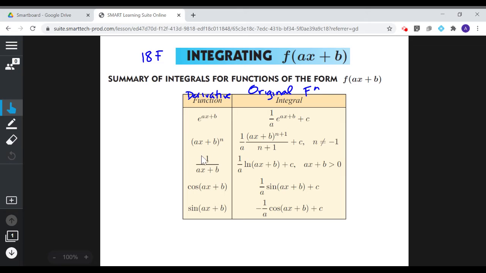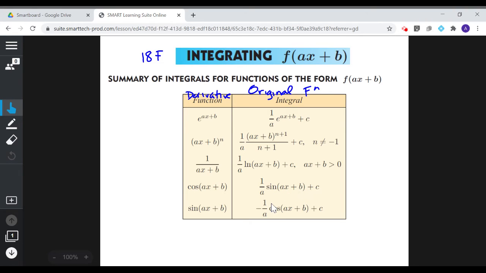Likewise, if I want to end up with a derivative that's 1 over ax plus b, well, if I take the derivative of ln of ax plus b, I'd get 1 over ax plus b. But then if I took the derivative of the inside part, I would have a factor of a that I need to divide out. If I want to end up with cosine of ax plus b, I would have to start with the function sine of ax plus b, but I'd have to multiply by 1 over a to divide out that a factor that I'd be left with when I did the chain rule.